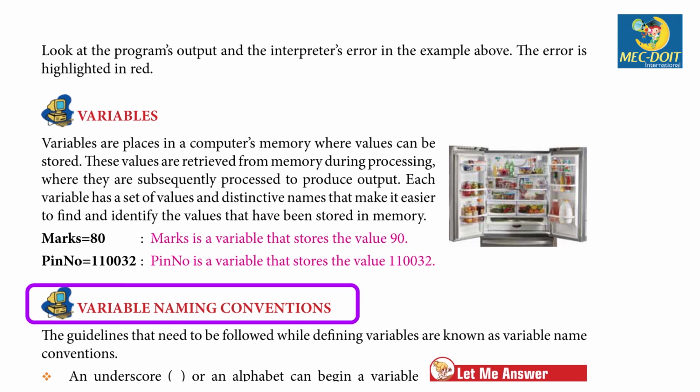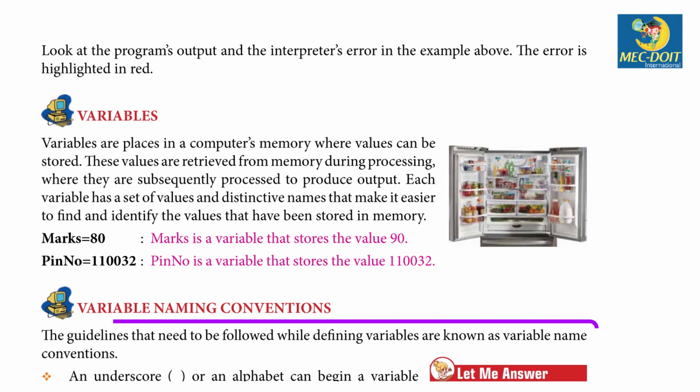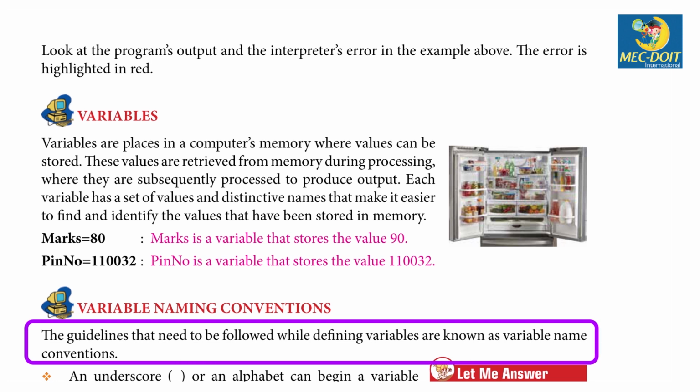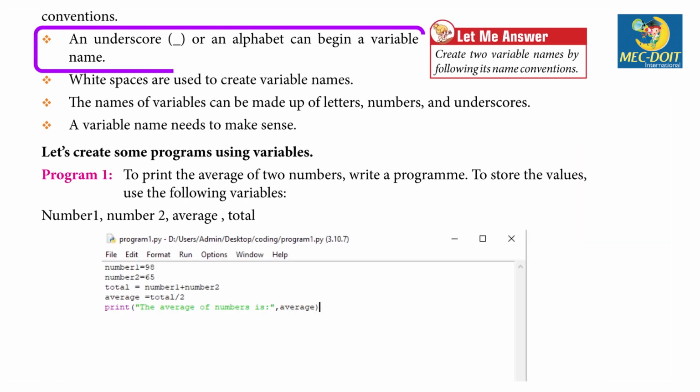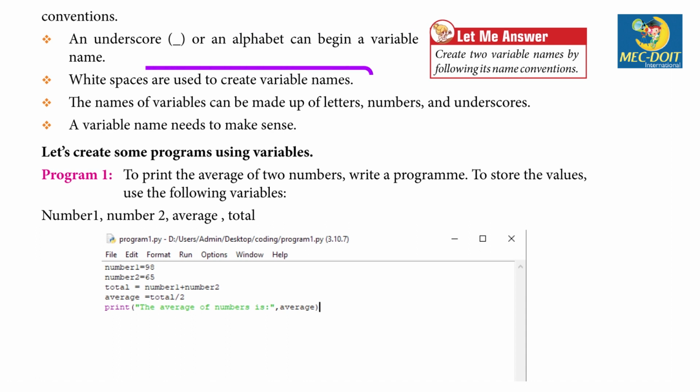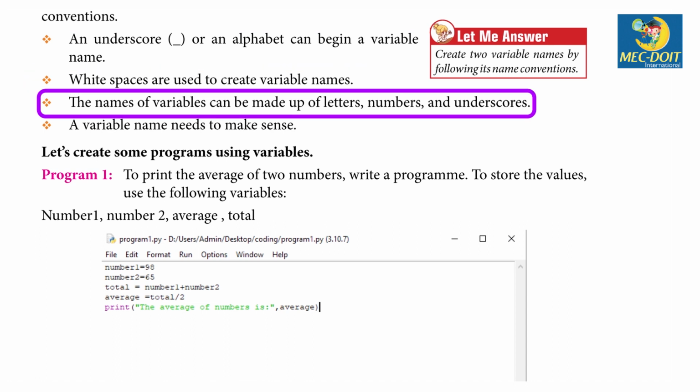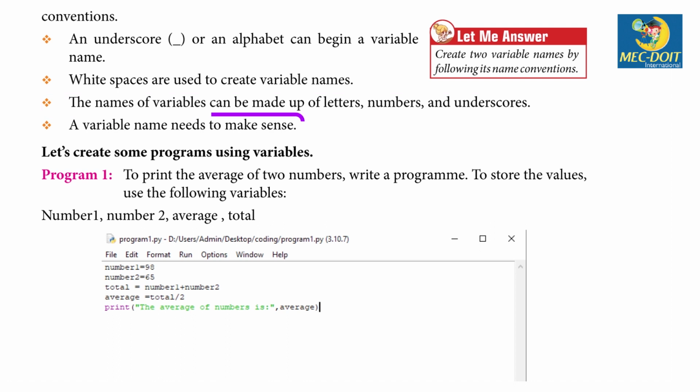Variable naming conventions. The guidelines that need to be followed while defining variables are known as variable naming conventions. An underscore or an alphabet can begin a variable name. White spaces are not used to create variable names. The names of variables can be made up of letters, numbers and underscores. A variable name needs to make sense. Let me answer. Create 2 variable names by following its naming conventions.